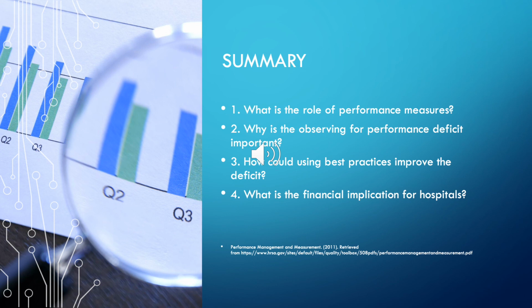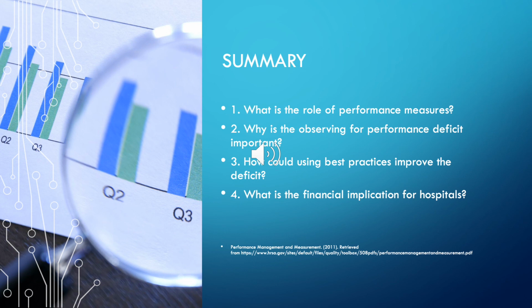So, why is observing for performance deficit important? A performance deficit is the inability to complete tasks due to a lack of skills related to either physical, cognitive, or psychosocial skills. So, by observing for a performance deficit, an organization can see if its nurses are lacking the physical, cognitive, or psychosocial aspect of caring for a patient in a certain area.